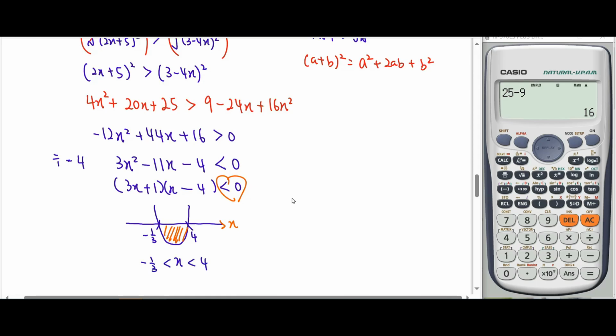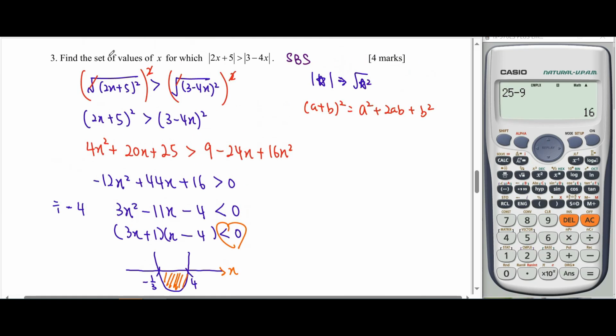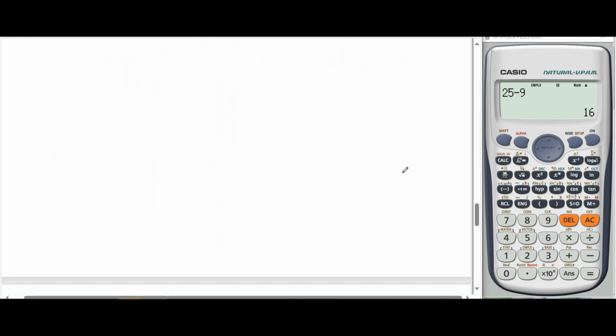Is there an equal sign or not? Then we refer to our question. Our question does not have equal. And what kind of pattern should we write the answer in? We should give our answer in set form. So put your set notation. So this is our answer in set form. Alright, then we continue.